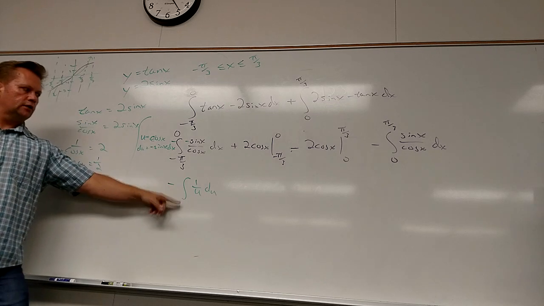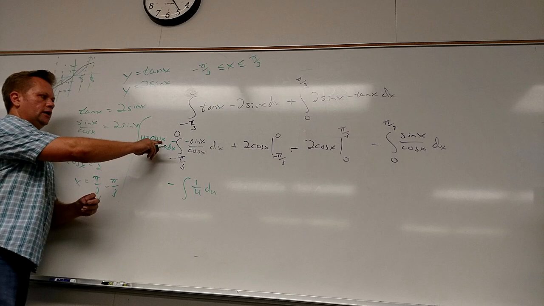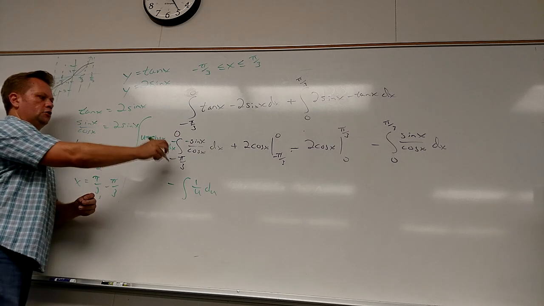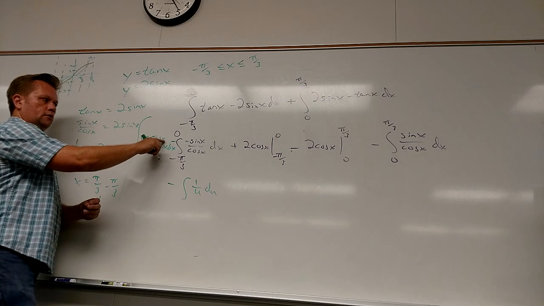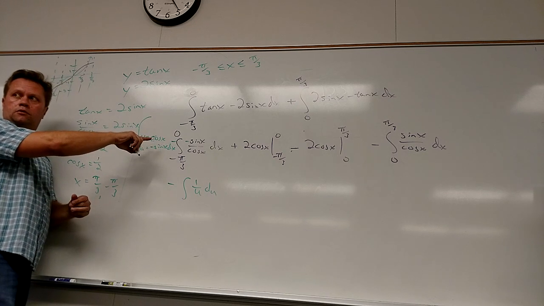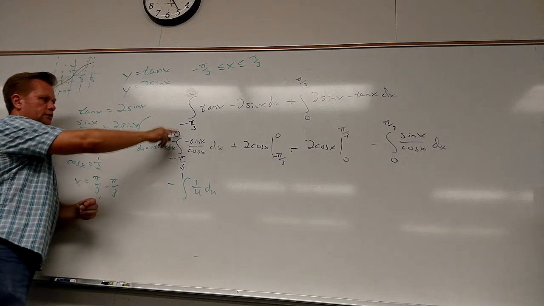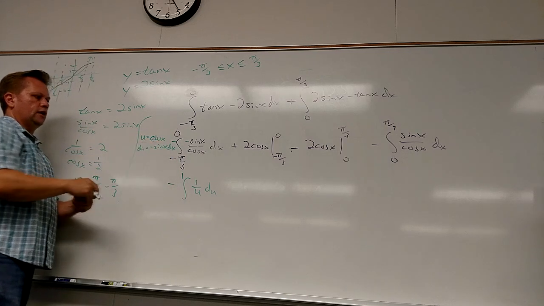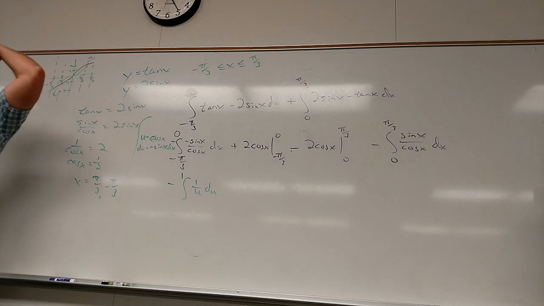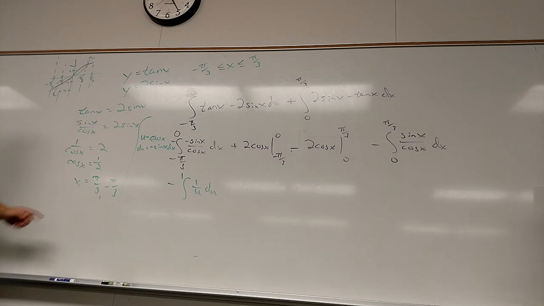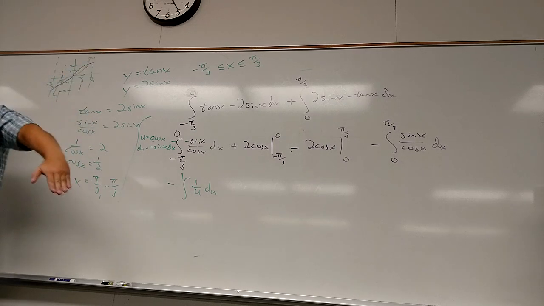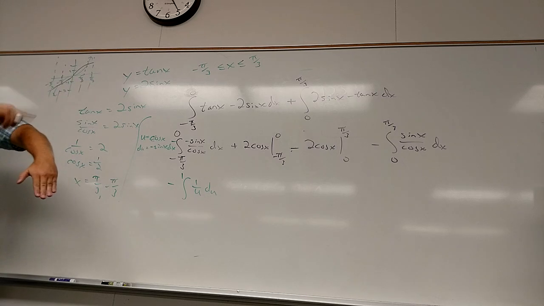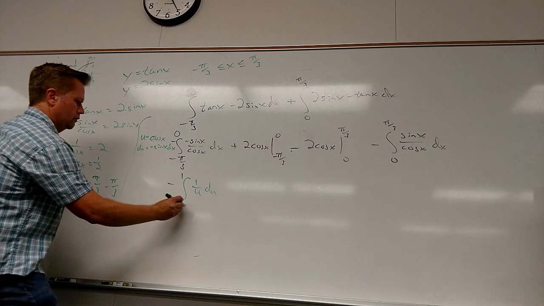All right, now how do I change the limits? Well, u is cosine x, so when x is 0, u is cosine of 0, 1. When x is negative pi over 3, u is cosine of that. Because you're still on the positive x side, right? Go 60 down, you're still on the positive x side. So it's going to be 1/2.